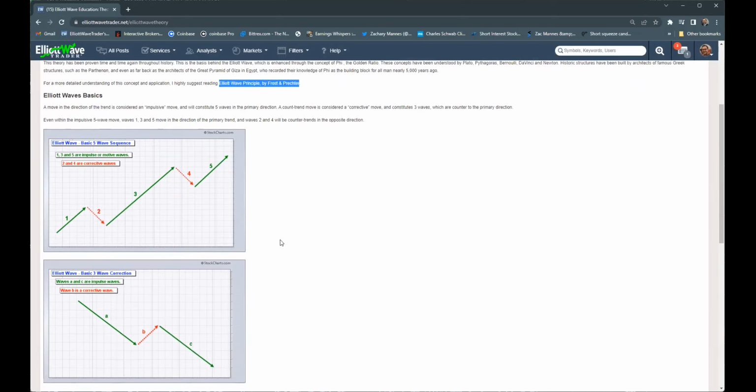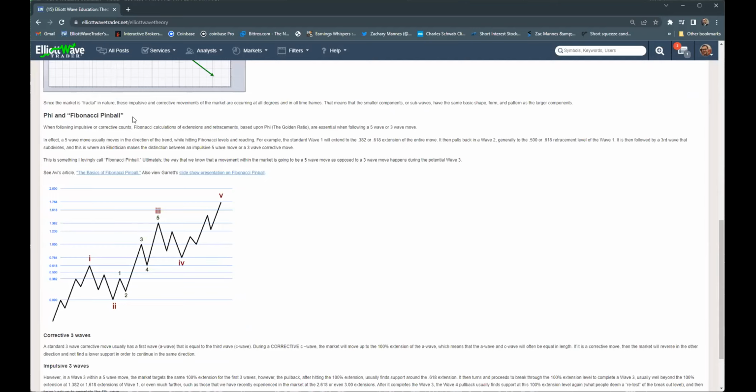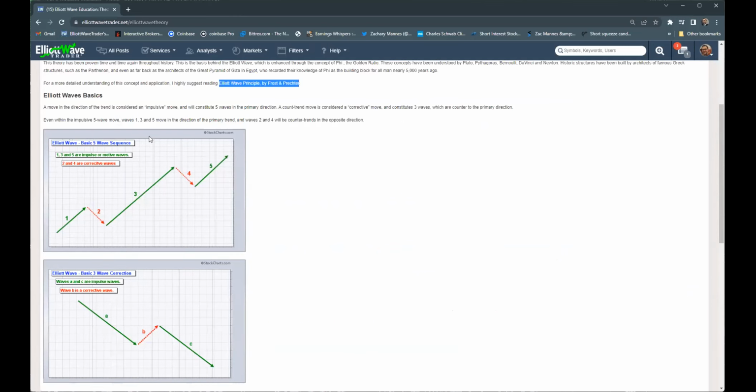But the other thing that I wanted to talk about is the Fibonacci PinBall. And all of these wave patterns, the different parts of the wave, are usually related to each other in terms of Fibonacci ratios.